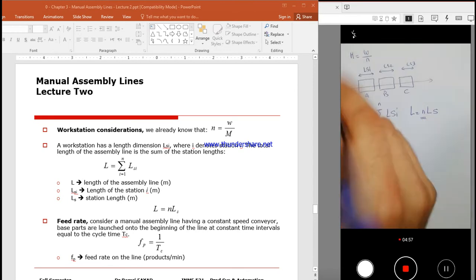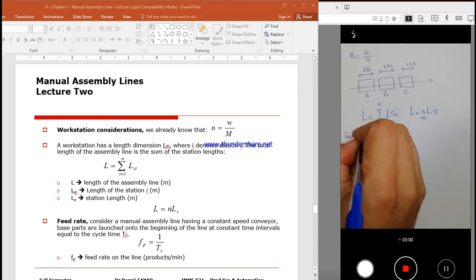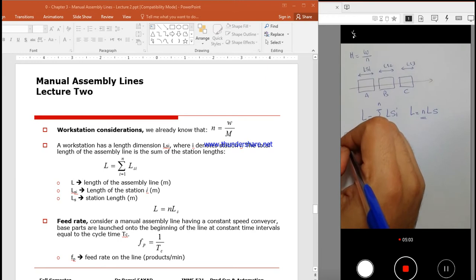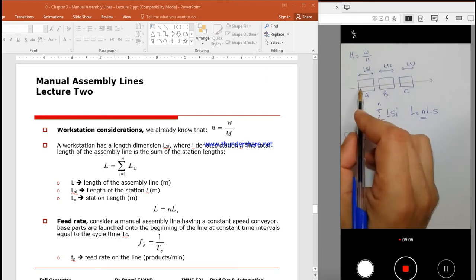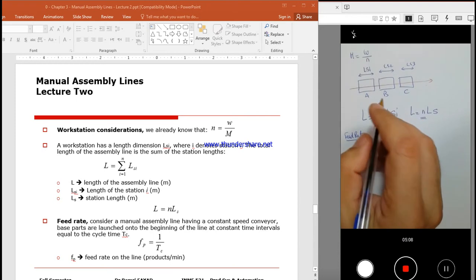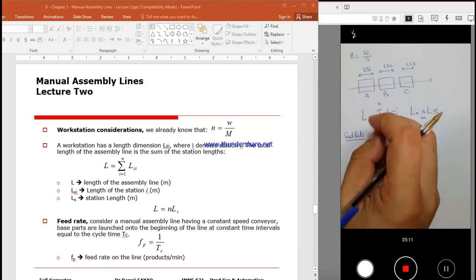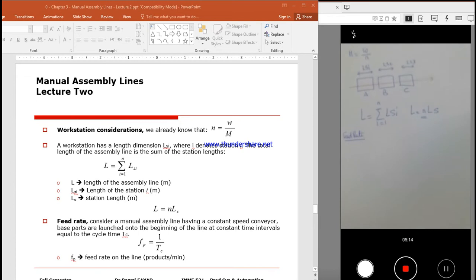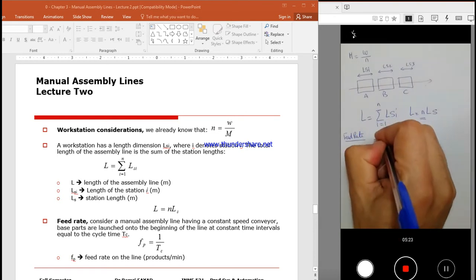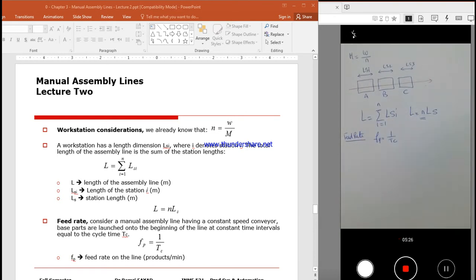For example, we are going to define what's known as the feed rate. If we have an assembly line, the red line is a conveyor with a constant speed, and base parts are launched at the beginning of the line at a constant time interval. What does that mean? You're putting parts on the conveyor at a constant rate, so FP, which is the feed rate, is equal to 1 over TC. I have to remind you the cycle time is the time by which we should process or manufacture a part in order to achieve a certain amount of production per period of time. So FP equals 1 over TC.